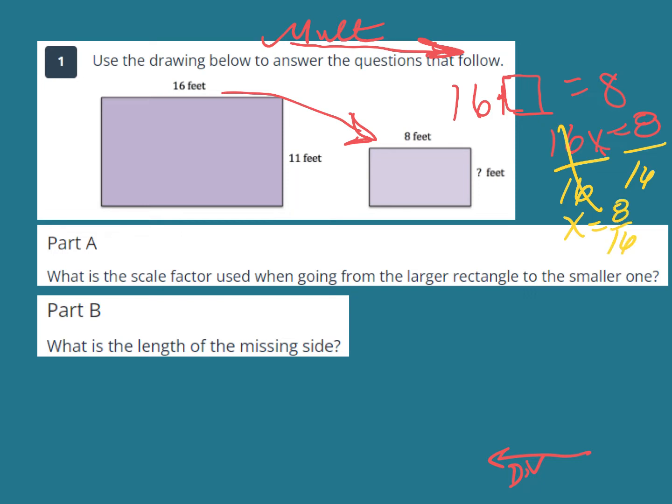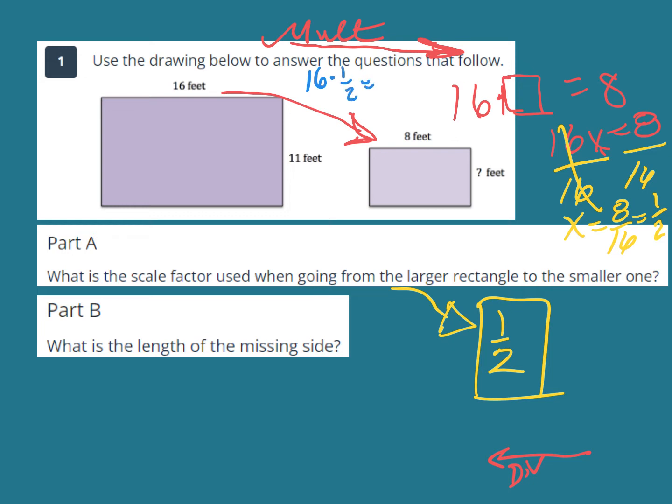What's the greatest common factor they share? That, of course, is 8. 8 goes into 8 once, and 8 goes into 16 twice. Whoops, I wrote the wrong number down. 8 goes into 8 once. I was supposed to write the 1, and 8 goes into 16 twice. So my answer, the scale factor, is 1/2. And that makes sense because if I think about it, 16 times 1/2 equals 8. Because remember, when I multiply by 1/2, it's the same as dividing by 2.